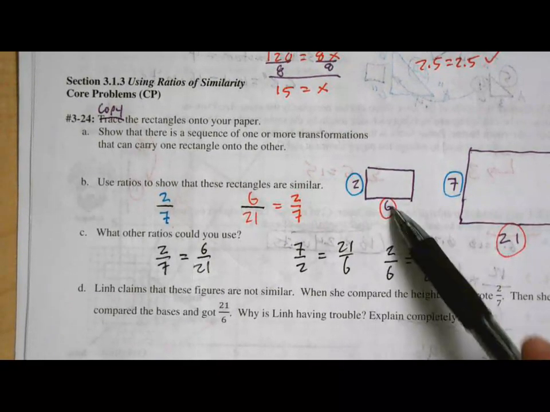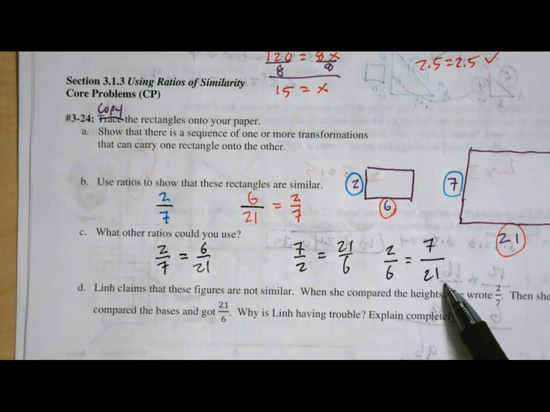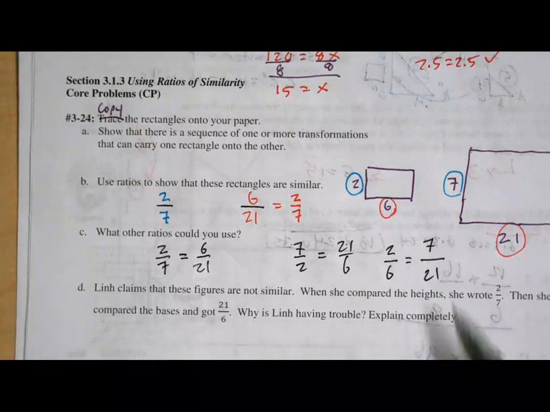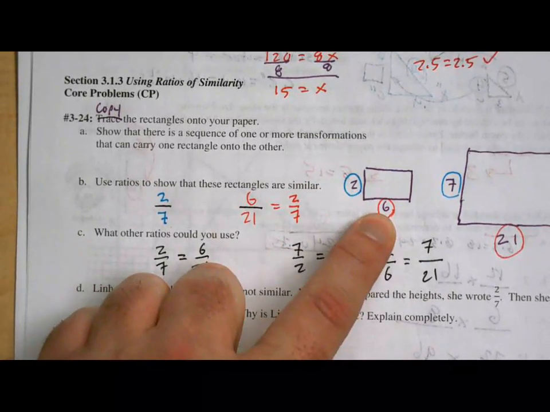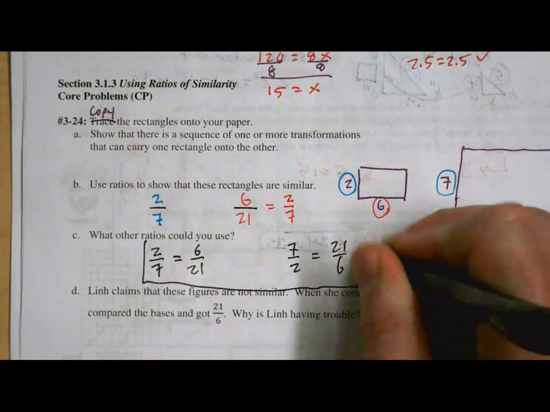I'm doing the same shape in one of my ratios and the other shape in my other ratio. But am I being consistent? I'm doing 2 over 6, and then I'm doing 7 over 21. Is that consistent? So that would work as well. I'm not a big fan of that. I like these better.